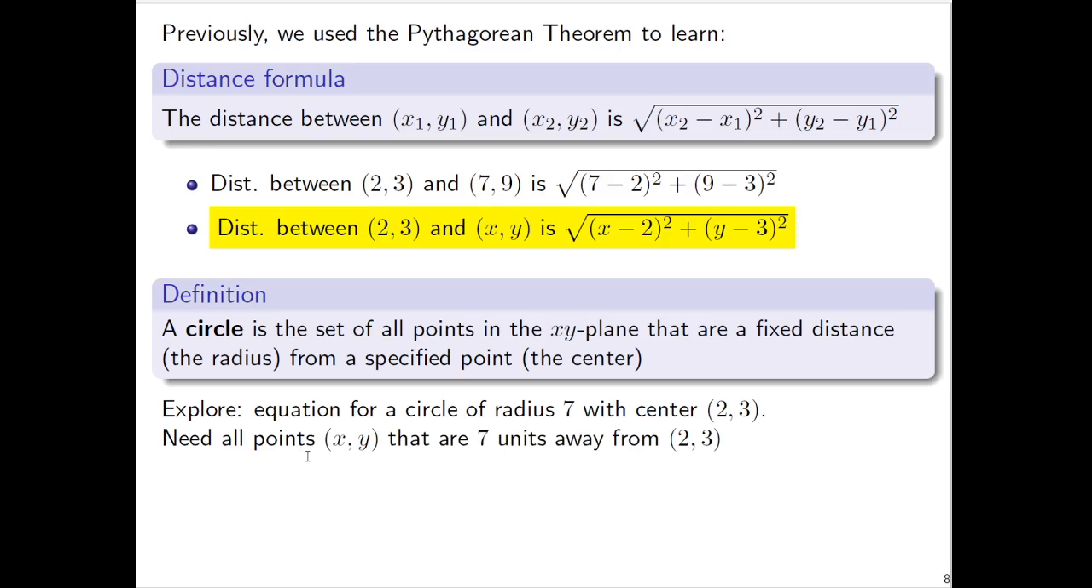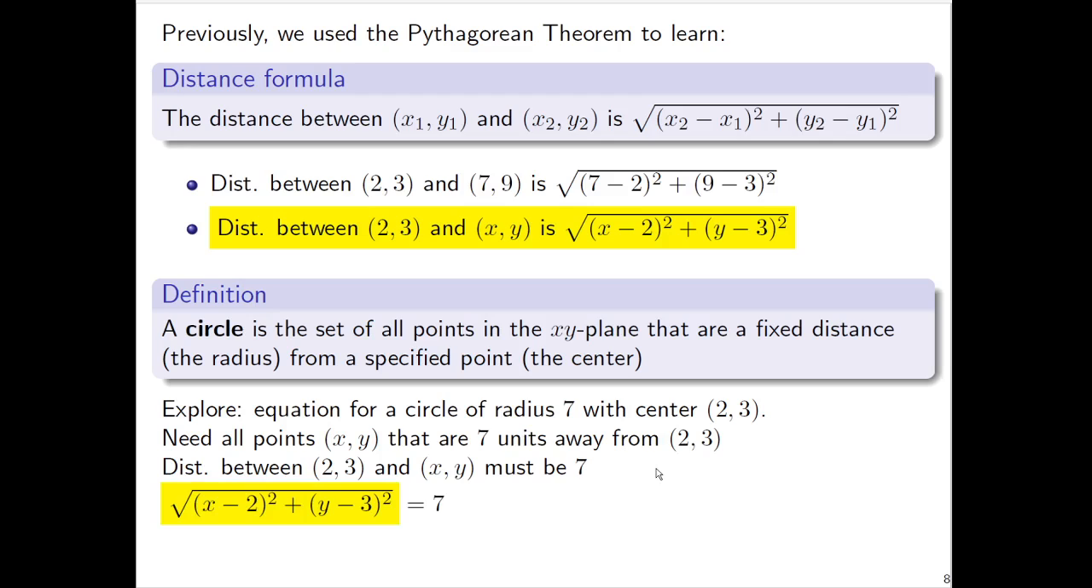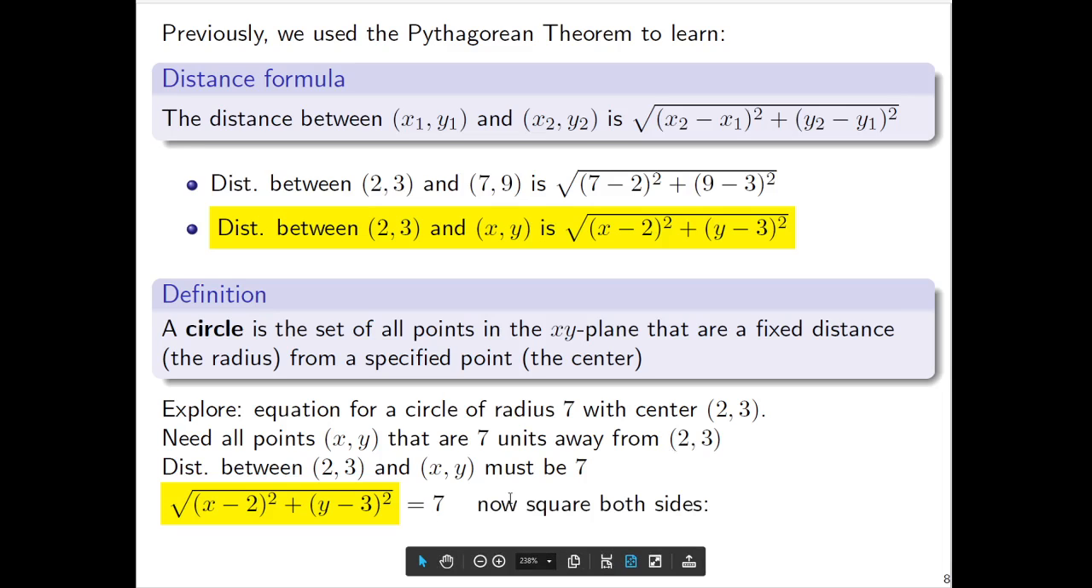What we should do is say that all the points that are on the circle, so there are many points on the circle, but just to talk about them generically, there is (x, y), and that's supposed to be 7 units away from (2, 3). In other words, the distance between (2, 3) and (x, y) must be 7, and that distance is found by applying the distance formula that we have above. And that must equal 7. Okay, now square both sides, and you get a thing that looks like this: (x - 2) squared plus (y - 3) squared equals 7 squared.